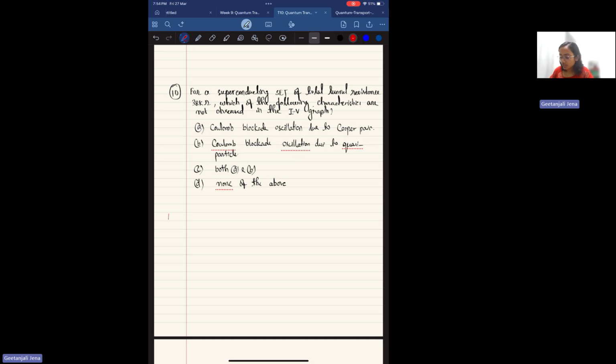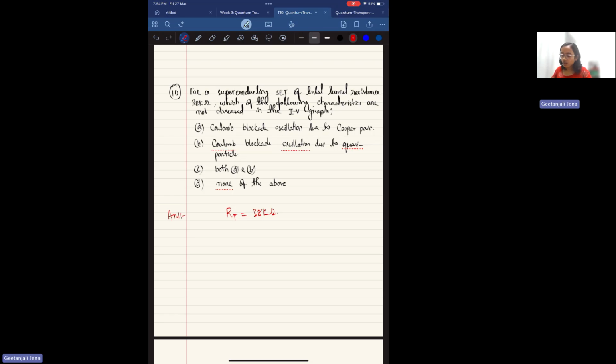So you have a superconducting SET and it's given that the total tunnel resistance is 38 kilo ohm. Then which of the following can you not see in the IV characteristics: whether you can't see the Coulomb blockade oscillation because of the Cooper pair, or because of the quasi-particle, or you can't see both, or the answer is none of them.